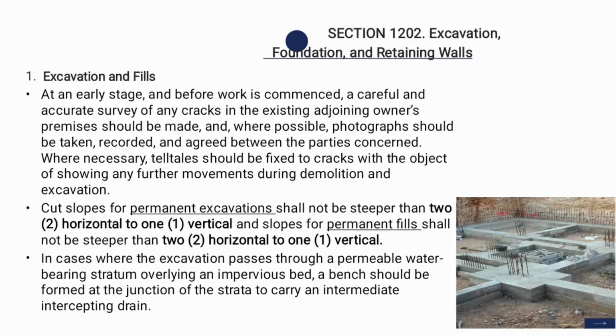So the cut slopes for permanent excavation should not be steeper than the ratio of 2 horizontal to 1 vertical, and slopes for permanent fills should not be steeper, with the same slope, which is 2 horizontal to 1 vertical. And in cases where the excavation passes through a permeable water bearing stratum overlying an impervious bed, a bench should be formed at the juncture of the strata to carry an intermediate intercepting drain.